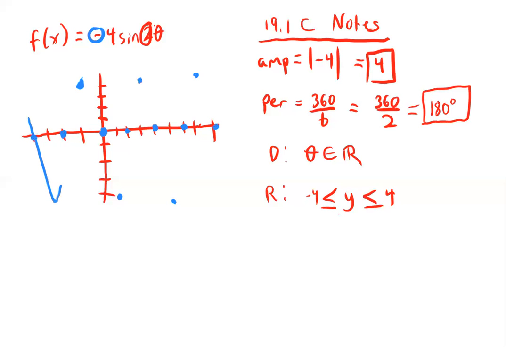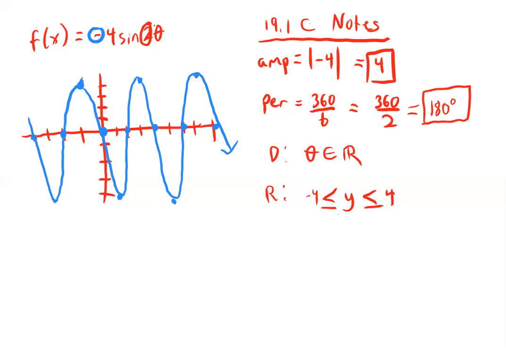I haven't labeled the horizontal axis yet. I'll do that in a second. So to label the horizontal axis, I'm going to do the period divided by 4. So that's going to give me 45 degrees. So if you want to do every other one, you could. So this would be 0, give yourself more room.